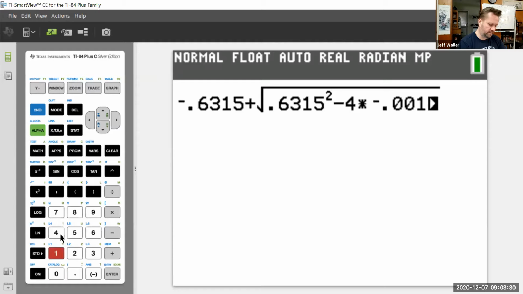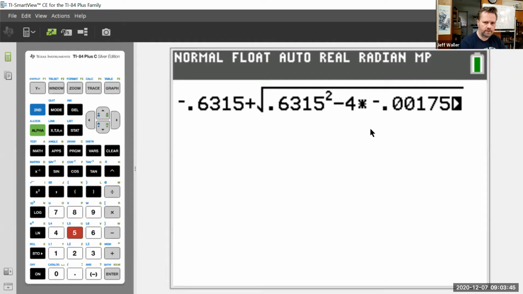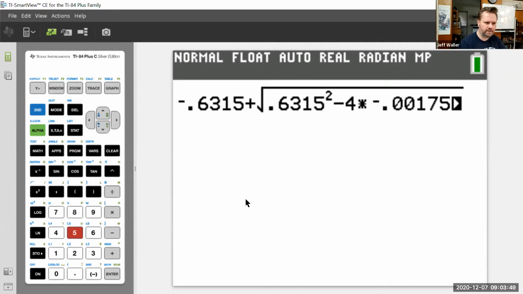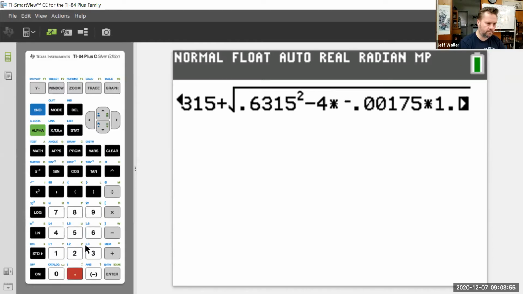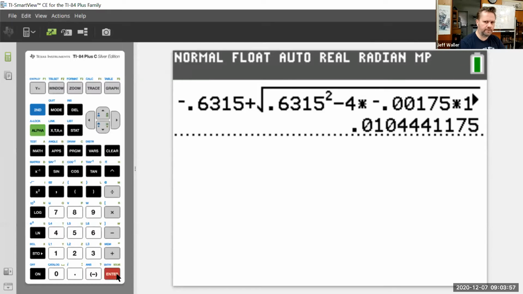Another thing is, this is the minus key right here. This is the negative key. They are two different things. They've been hardwired differently. If you use them at the wrong time, the calculator isn't going to like it. So I did a minus 4 times negative 0.0015 times 1.9. Enter. That's the top.